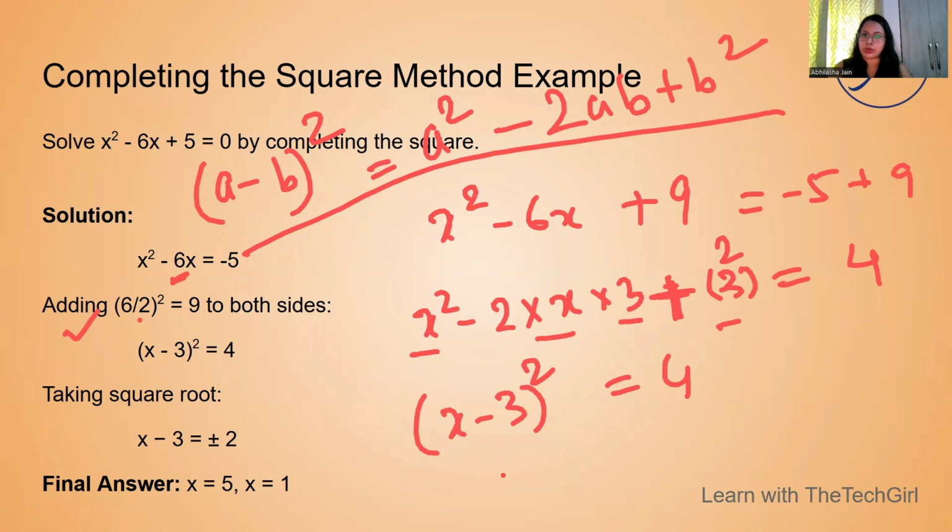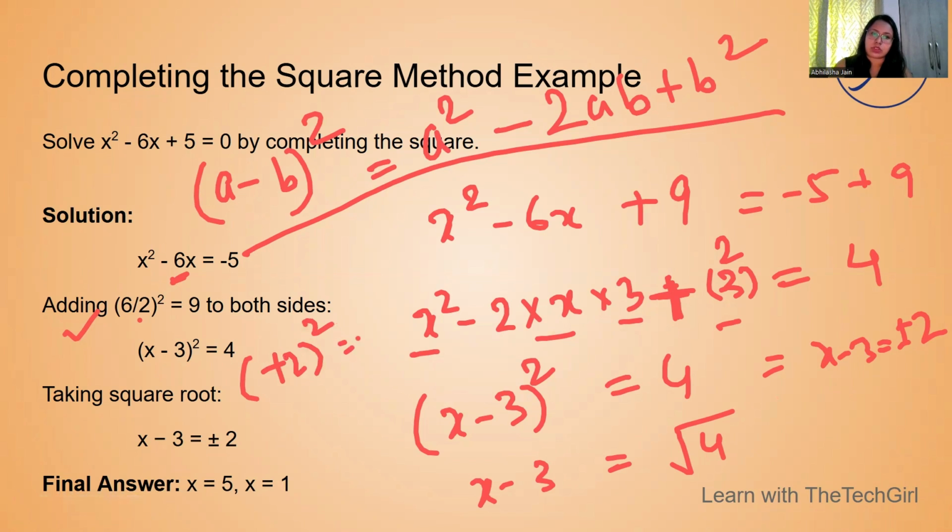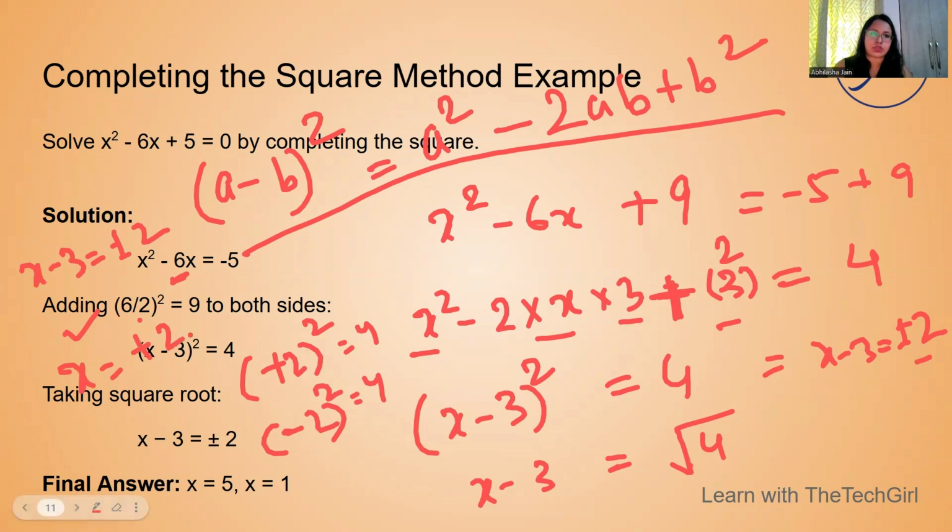Now that you have that, you can take the square root of both sides. So you get x minus 3 is equal to root 4, which is nothing but x minus 3 is equal to plus minus 2, because plus 2 square is also 4 and minus 2 square is also 4. So when you take the square root of 4, you get plus minus 2. So x minus 3 is equal to plus minus 2. You write x is equal to plus 2 plus 3, which is 5. And then x is equal to minus 2 plus 3, which is 1. So you get the value of x as 5 and 1.